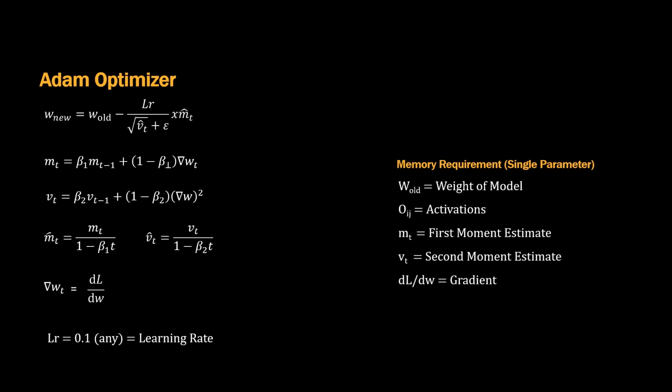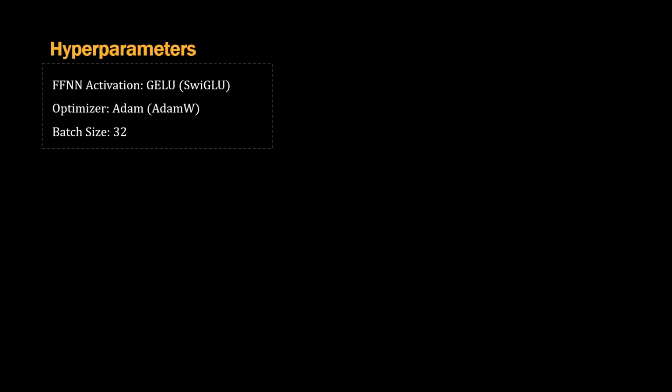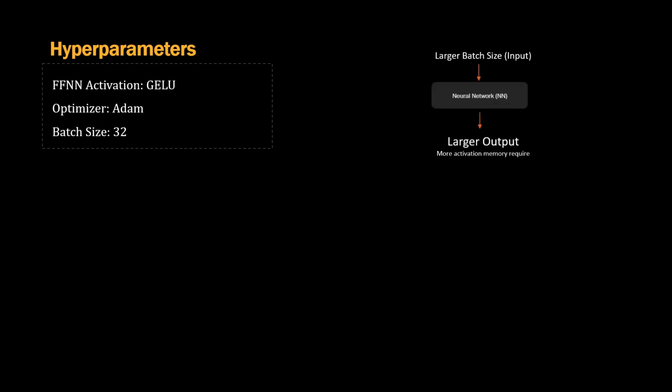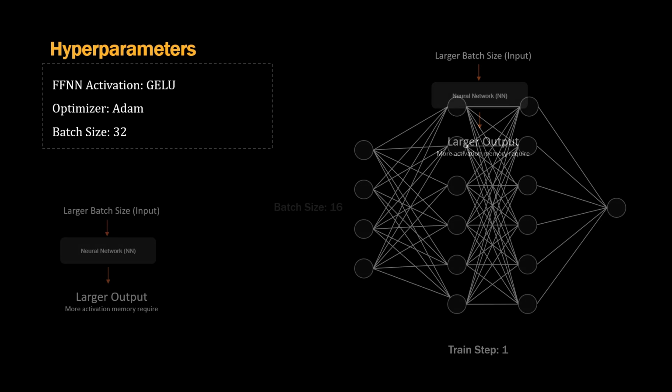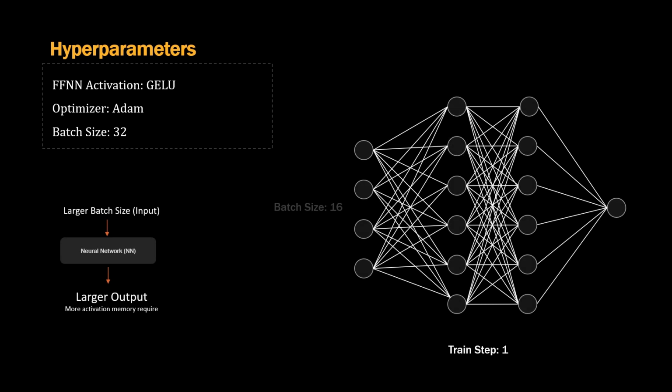Now let's write down what we have taken so far. We use GELU activation in the feed-forward layer. We can also use SwiGLU as an alternative. The Adam optimizer is preferred due to its adaptive nature. In practice, a variant called AdamW, which means Adam with weight decay, is also commonly used, and batch size is set to 32. However, large batch sizes can be memory-intensive, leading to out-of-memory errors due to increased activation storage. So instead of processing a large batch at once, we can take a smaller batch if we have a memory constraint. Let's take a batch size of 16 and compute its gradient.